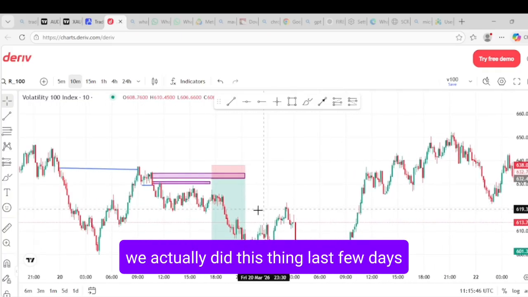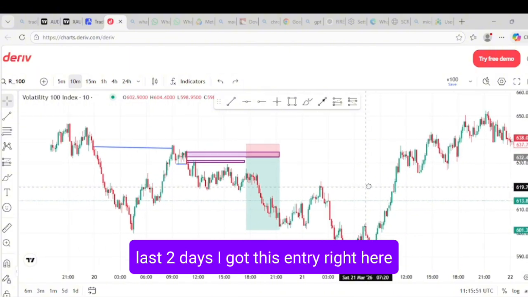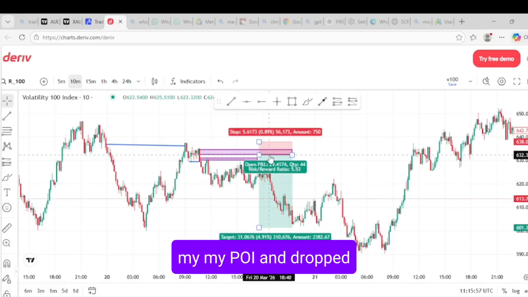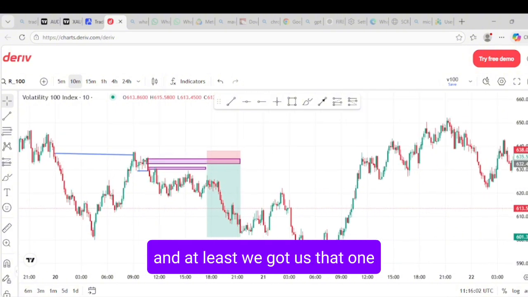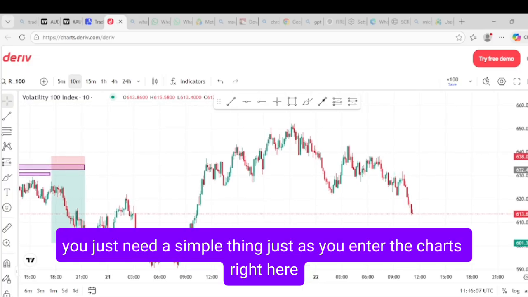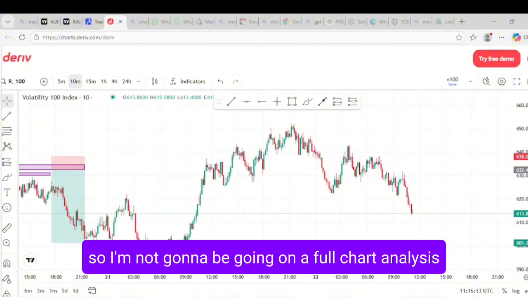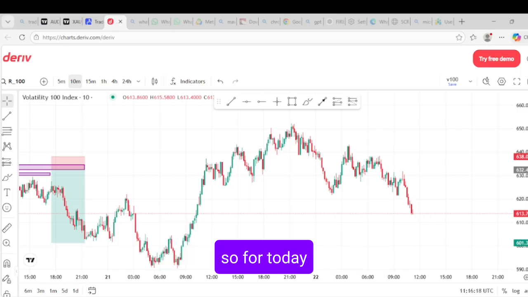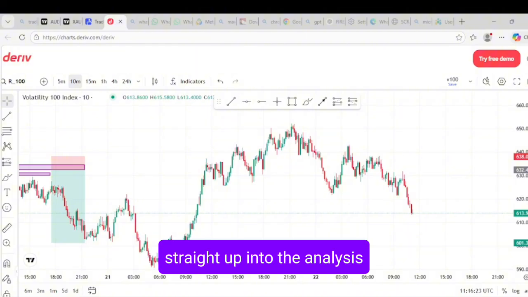The last few days, I think the last 2 days actually, I got this entry right here. Even though the market did not enter my POI and drop, we entered our first entry right below here, and at least we got that one. So for today, it's a simple thing. I'm on a 10 minutes time frame. I'm not going to go on a full chart analysis. I'll be doing it part by part, so for today we are going straight into the analysis.